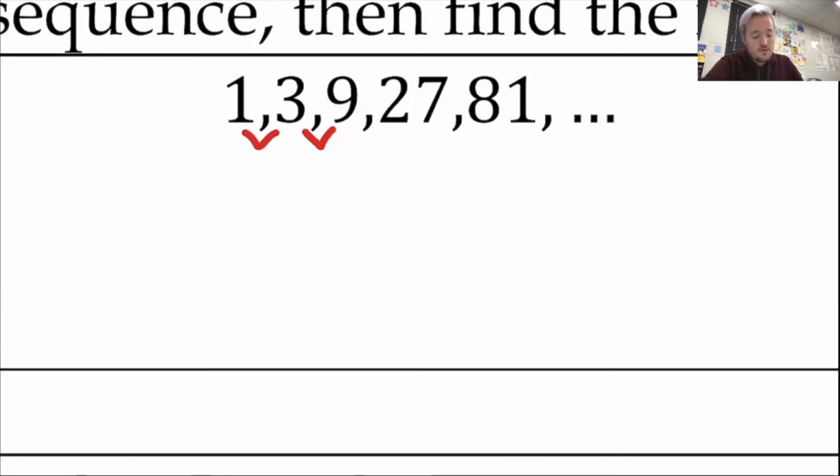To go from 1 to 3, we're going to multiply by 3. To go from 3 to 9, that's a 3. And to go from 9 to 27, once again, multiply by 3. And then 27 times 3 gives you 81. So our change here is actually going to be multiplication.